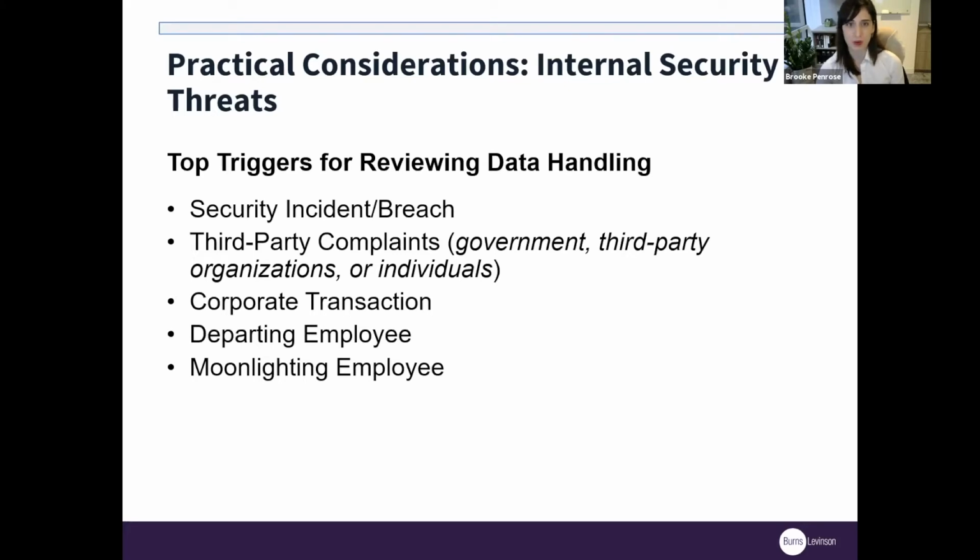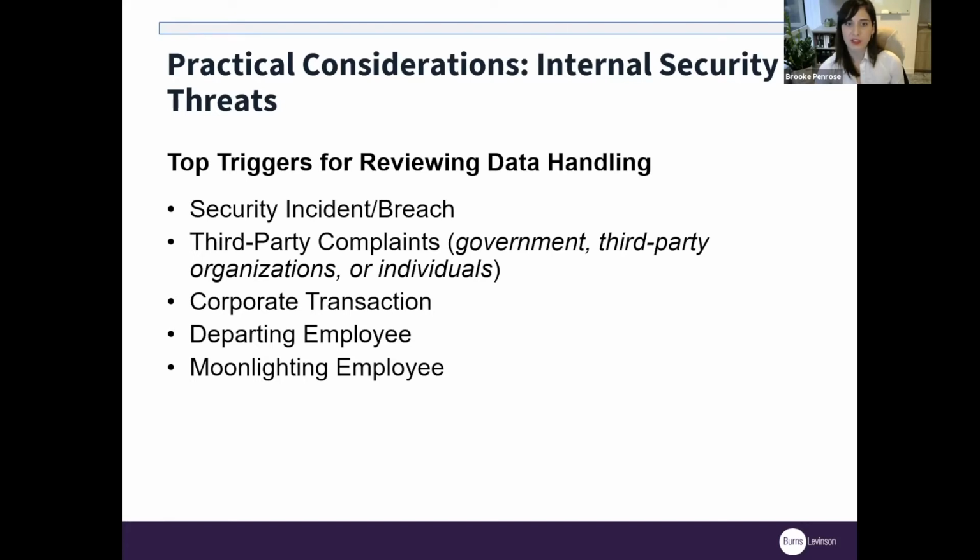Which brings us to the next common trigger for looking at your data handling practices, when a third party actually complains to you. This could be due to a government investigation into the company's personal information handling practices, particularly if they involve consumers, or allegations from another organization who either believes that they have inadvertently received your data or believe that you have wrongfully received its data. Third, looking at corporate transactions, especially acquisitions or funding rounds, those can also trigger diligence questions about an organization's data handling practices, which can ultimately impact valuation.